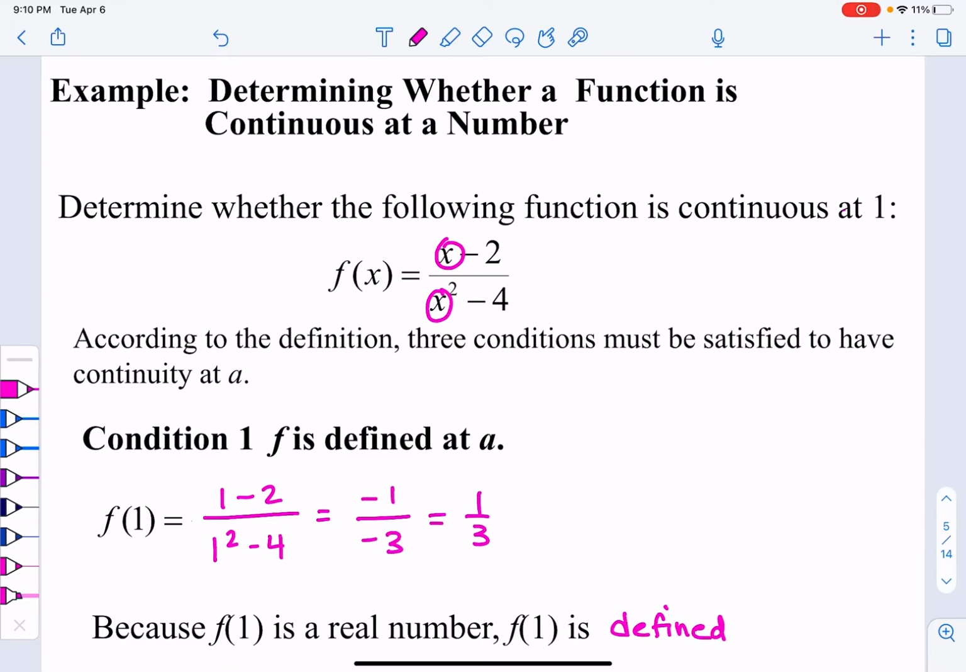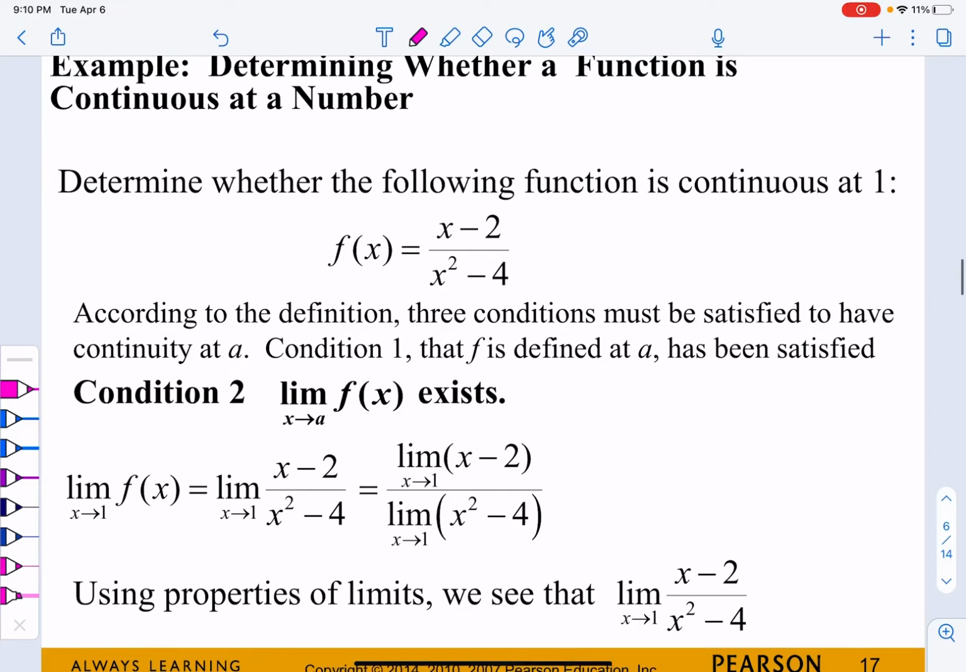Check. Condition number 2 tells us that the limit as x approaches a of f of x exists. So now we're going to double check the limit of the top and the limit of the bottom and see if that works. As x is approaching 1, if I were to take 1 minus 2 and compare that to 1 squared minus 4, we're going to end up with the same exact value. We're still going to end up with that positive 1/3, just like what we did for checking condition number 1. So in this case, this exists, right? It's not a does not exist. The limit exists when I evaluate it at that 1.